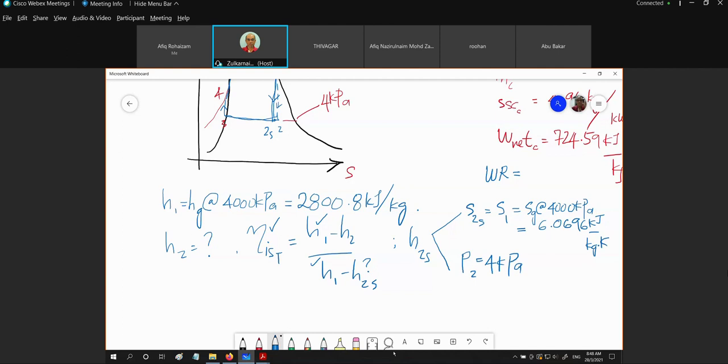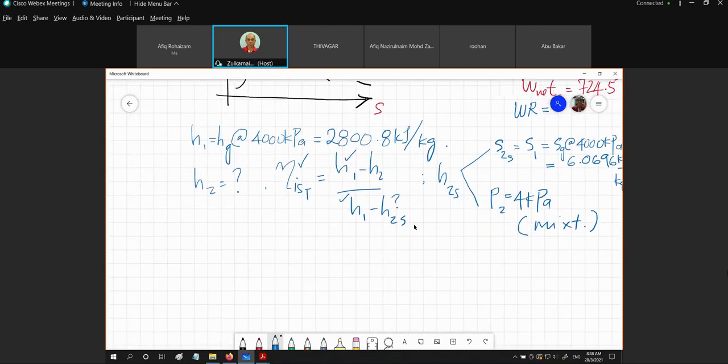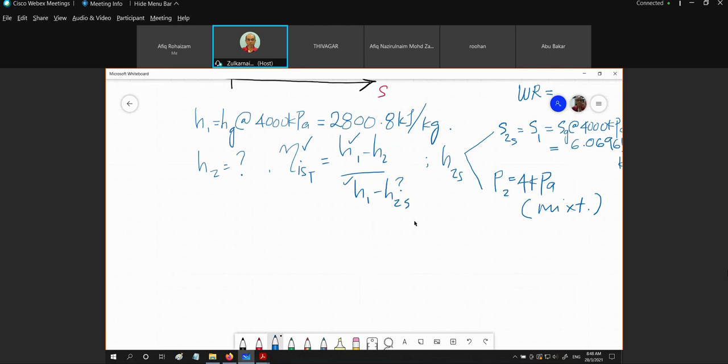You can see that H2S is a mixture. So if it is a mixture, how to get H2S? Remember, guys? Pure substance.